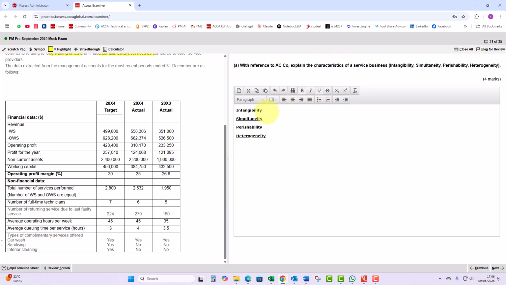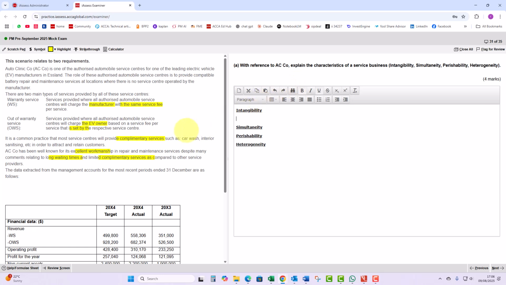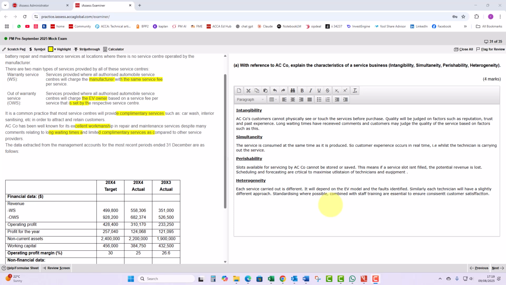So these characteristics, this is just taking some of the knowledge that you should have built up when you were doing your studies, given definitions, but wrapping that definition up in AutoClinic itself. So rather than just give a textbook definition, what we want to try and do is loop it back into AutoClinic and what it does. So here's my answer to part A.